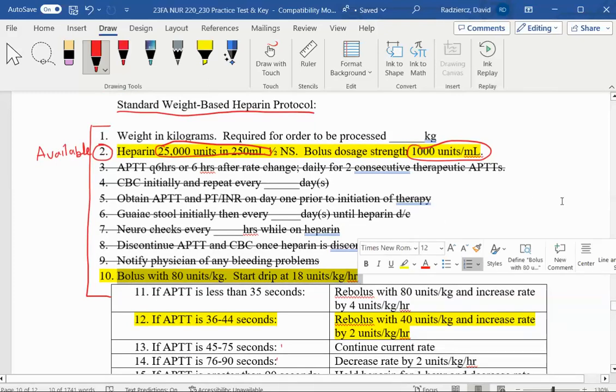And again, they say bolus with 80 units per kilogram, start a drip at 18 units per kilogram per hour. So it gets repeated. Okay.